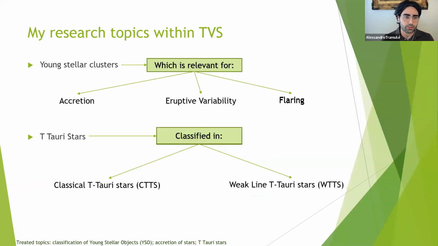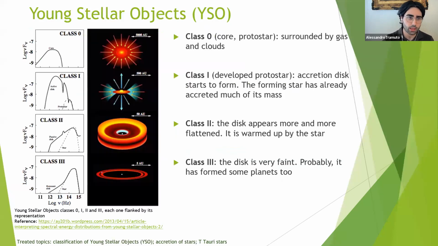So really quickly, just a brief look at my research topics within TVS. The main thing that I work with are young stellar clusters, in particular the accretion process of the young stellar objects, and their classification, in particular of T Tauri stars, into classical T Tauri stars and weak-line T Tauri stars. So the young stellar objects can be classified in 4 classes using the spectral energy distribution.